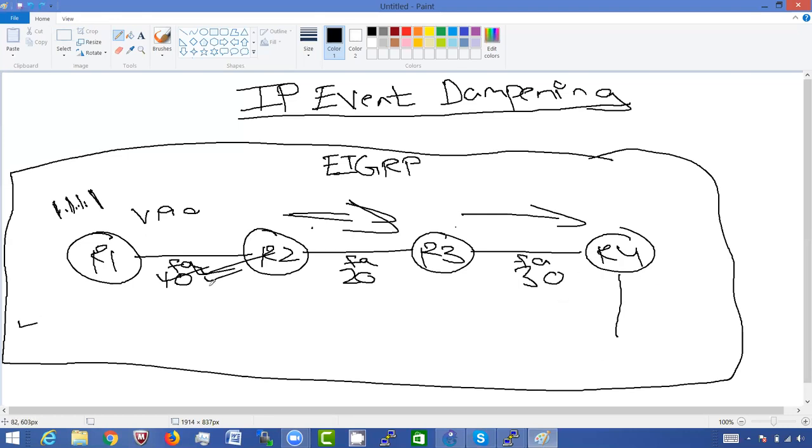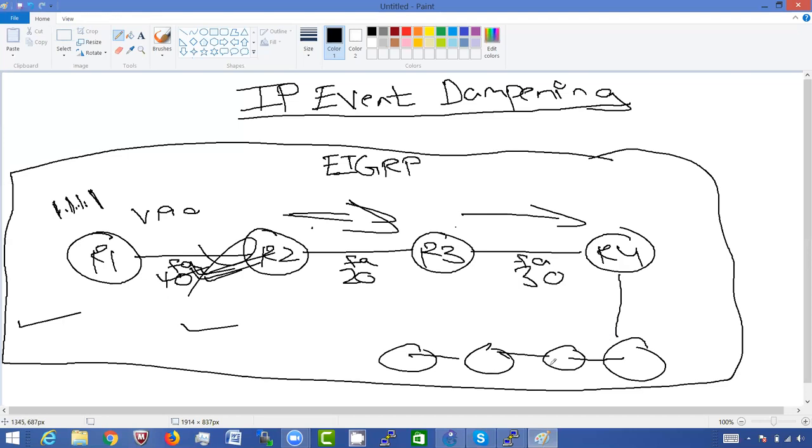Our network is unstable over here because this link is flapping frequently, and all of the routers are busy processing that now they can reach the 10 network and 1 network, now they can't, now they can, now they can't. So our network is unstable because this link is not stable. It's impacting our entire domain. Let's say if there are 20 routers connected, this information will be passed to all of these 20 routers.